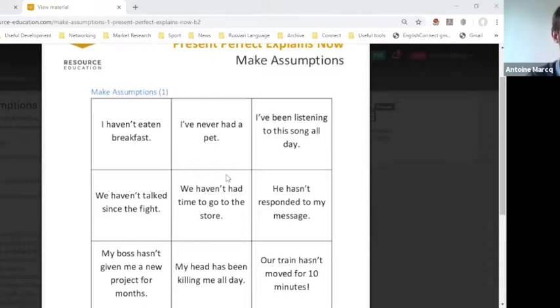I think we've added 5 or 6 different make assumptions, new activities. Use these cards and get your students to just make assumptions. For now, they're not trying to use present perfect. They're just trying to read present perfect when they hear it.